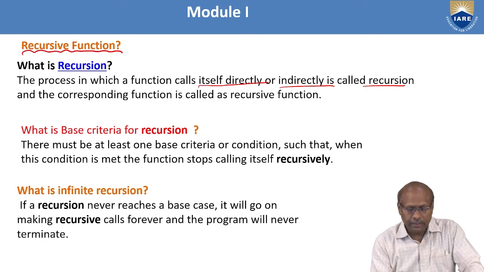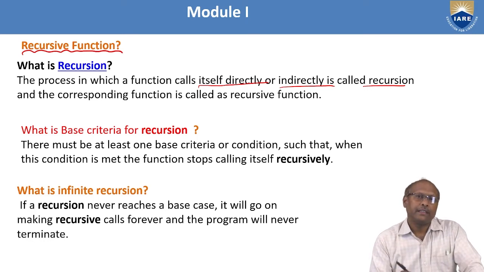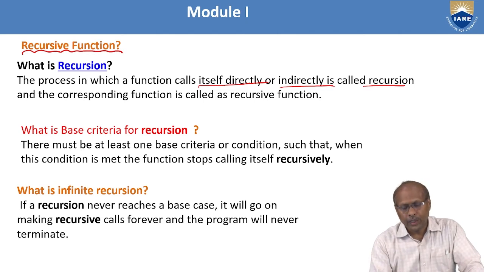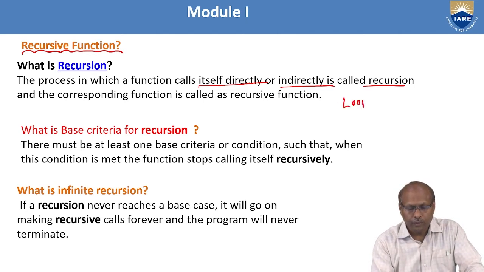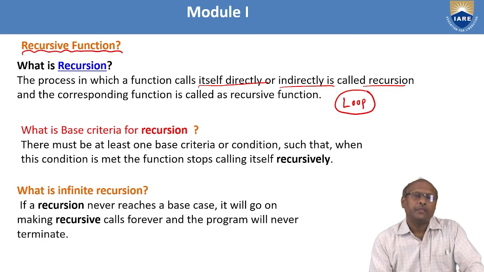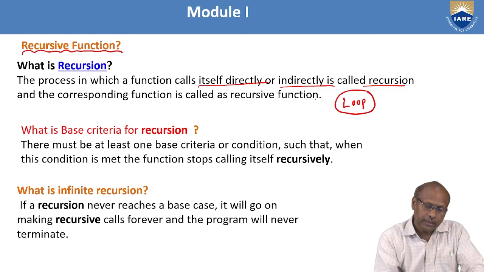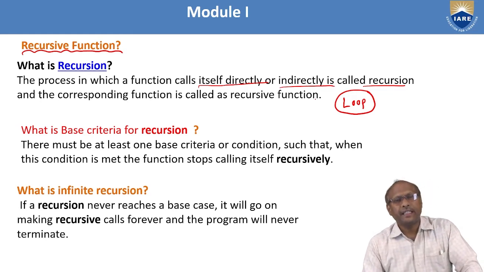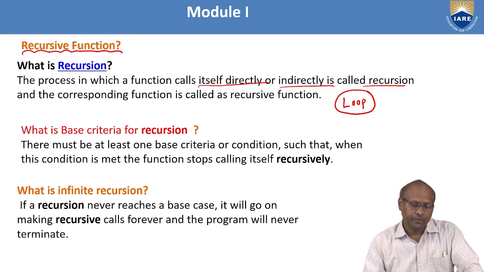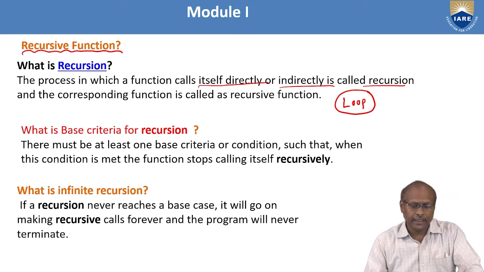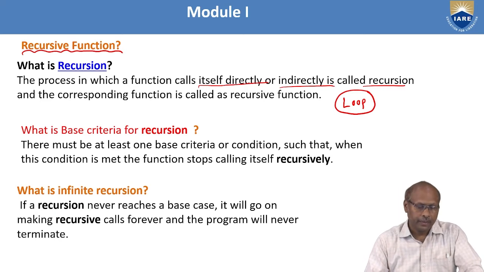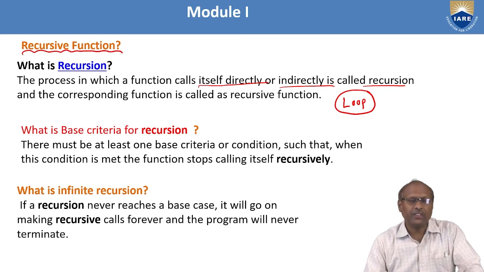The recursive function is an alternate for your loop. Generally, you can solve a problem using a loop. Now, if you want to remove the loop and write it in an alternate way, then you can choose recursion. So recursion is an alternate for loop. When a function is calling itself, that is called a recursive function. The process of calling is called recursion, and the function is called a recursive function.